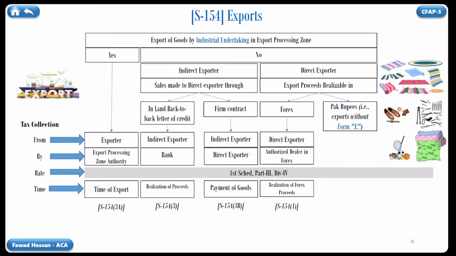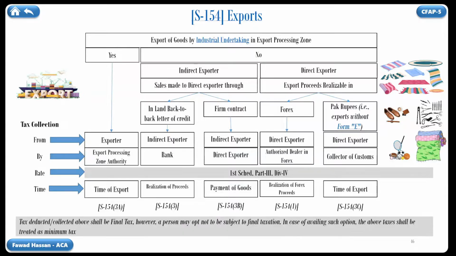In respect of goods exported without Form E, the collector of customs shall collect the tax at time of export. All above taxes collected, either from direct exporter or from indirect exporter, will be final tax on their income. However, they have a choice not to opt for final tax regime. In case of opting out of final tax regime, the tax deducted will be treated as minimum tax. This option will be useful only in case of loss-making export business. The loss could then be set off against a profitable local sales business of same person, or could be carried forward, or could be utilized as group relief under Section 59B.